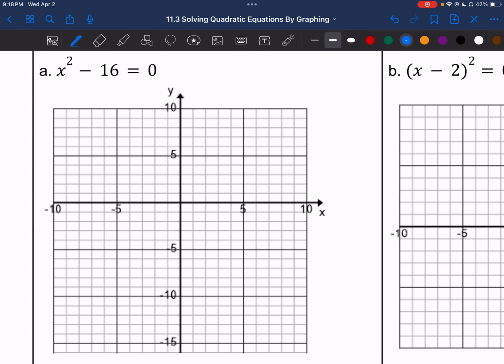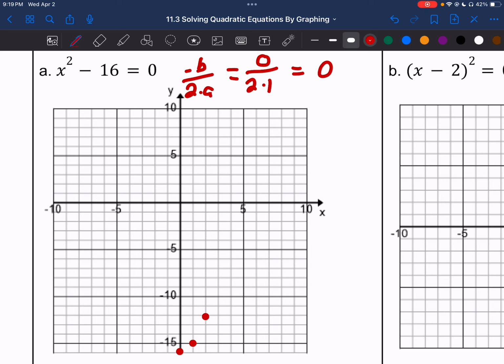All right. Letter A, I didn't give you a ton of room to make a table on this one, but we're going to find our vertex, the opposite of B over 2A. So the opposite of B, that is 0 over 2 times 1, which is 0. So our vertex is at 0. 0 squared minus 16 gives me negative 16. All right. Next up, we have 1 squared is 1, minus 16 is negative 15. 2 squared is 4, minus 16 is negative 12.